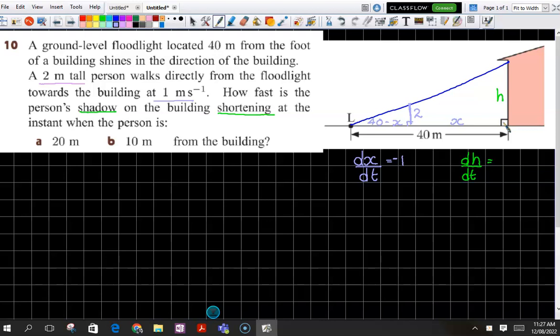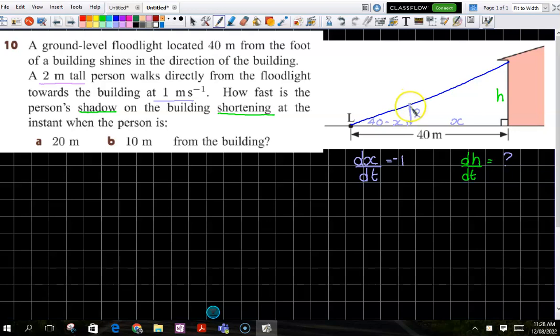So, great. We need to get that link between the height, because are you all agreed? How fast is the person's shadow on the building shortening at the instant when the person is 20 metres, 10 metres? So we're wanting to find dH by dt. Agreed? Most of the steps involve: what is the relationship? How can we hook up H and X?